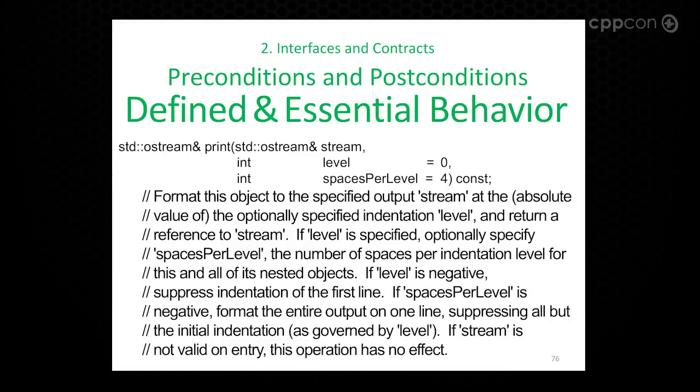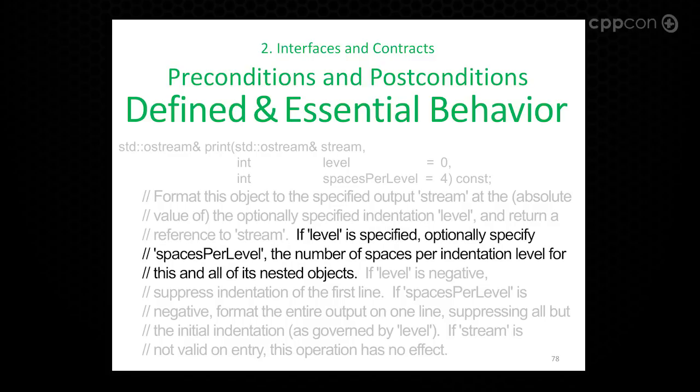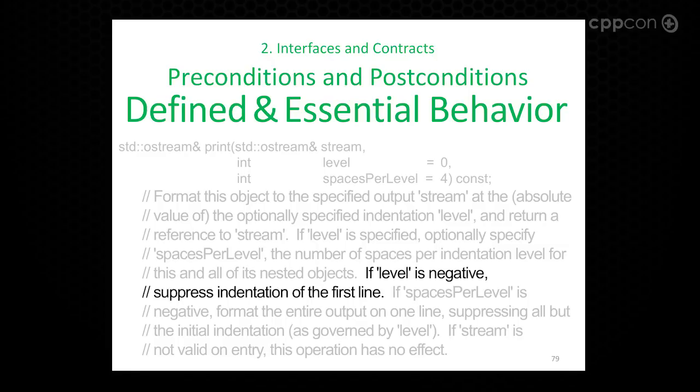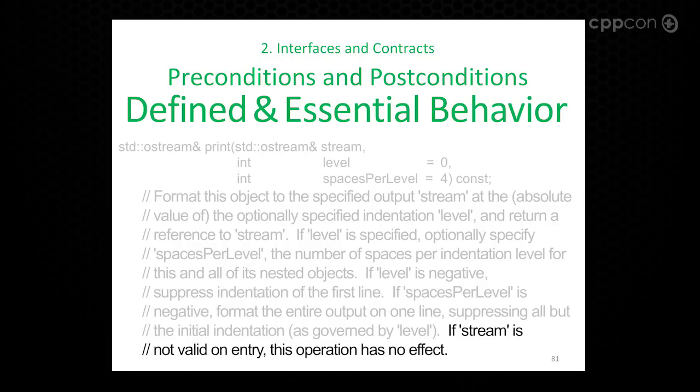So let's take a look at this contract, okay? Format this object to the specified output stream at the absolute value of the optionally specified indentation level and return a reference to stream. If level is specified, optionally specify spaces per level, the number of spaces per indentation level of this and all of its nested objects. If level is negative, suppress indentation of the first line. If spaces per level is negative, format the entire output on one line, suppressing all but the initial indentation as governed by level. If stream is not valid on entry, this operation has no effect.